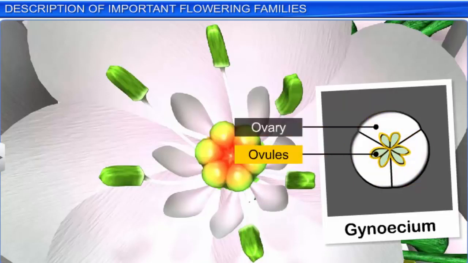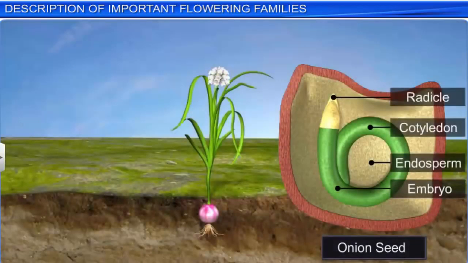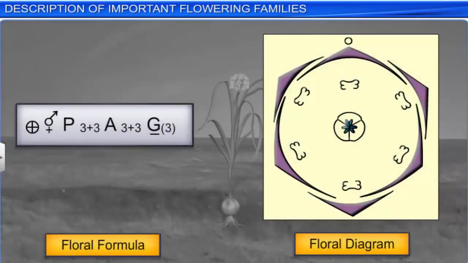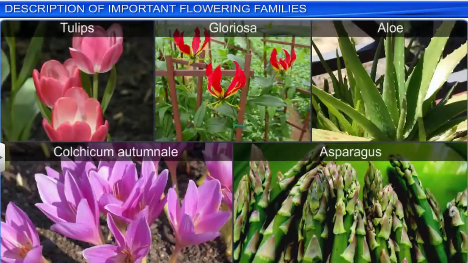Fruits belonging to this family are generally capsules and are rarely berries, while the seeds are endospermous. The floral formula and the floral diagram of the Liliaceae family are as shown. Plants like tulips and gloriosa belonging to the Liliaceae family are ornamental plants. Some like aloe and Colchicum autumnale are used as medicines, and asparagus is used as a vegetable.